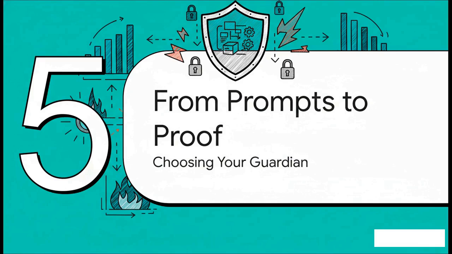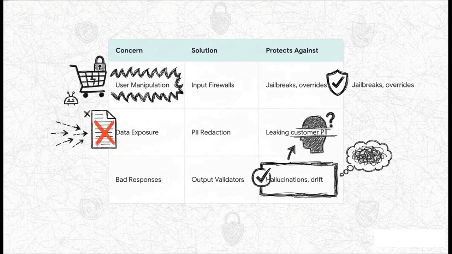But how do you decide where to even start? Well, the answer comes from a strategic framework that helps you pick the right guardian for your specific app. This framework is basically your cheat sheet. It helps you prioritize. If you're building an e-commerce bot, your biggest worry is user manipulation, so you start with input firewalls. But if it's a healthcare app, PII redaction is non-negotiable, day one.